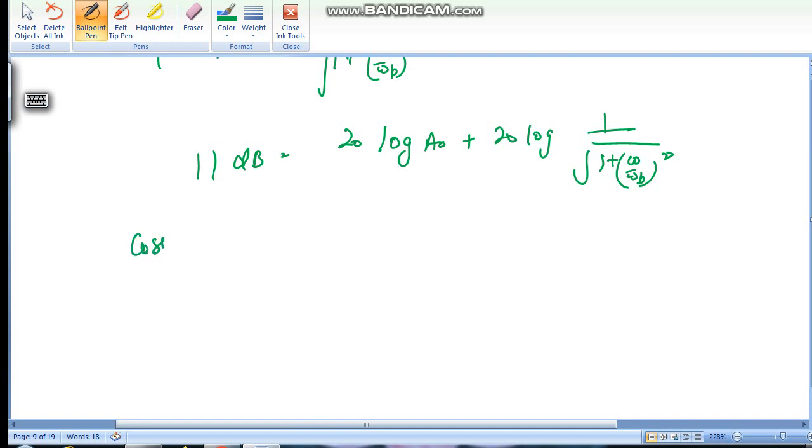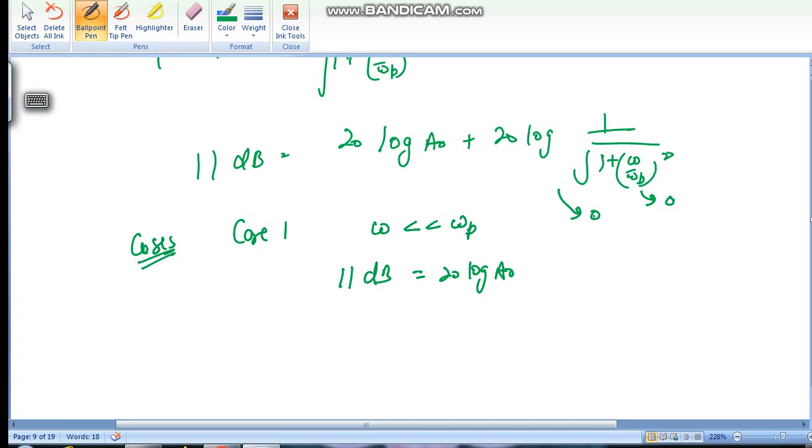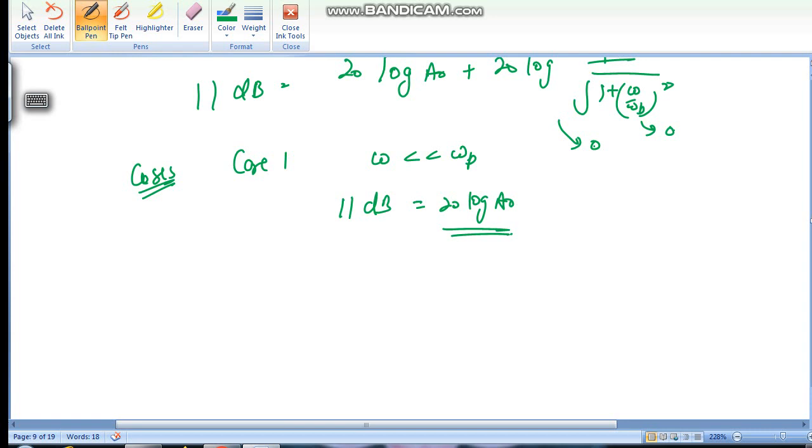In this we consider different cases. Case 1: omega is much less than omega p. If omega is much less than omega p, this term is 0, and we get 20 log 1, which is 0. So we will get magnitude in dB equal to 20 log A naught. So this is our DC gain. For omega less than omega p, we get the DC gain in dBs.